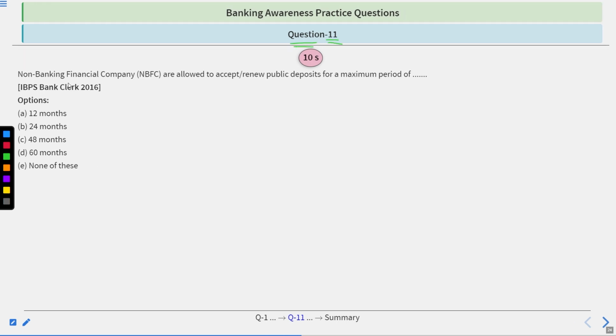Question number 11. A non-banking financial company is allowed to accept or renew public deposits for a maximum period of: 12 months, 24 months, 48 months, 60 months, none of these. To answer this, again you will have 10 seconds. Time starts now.